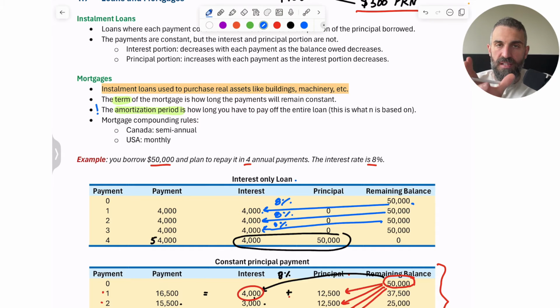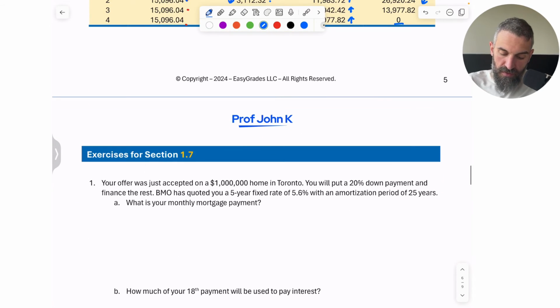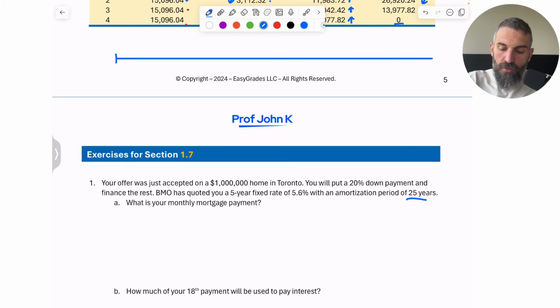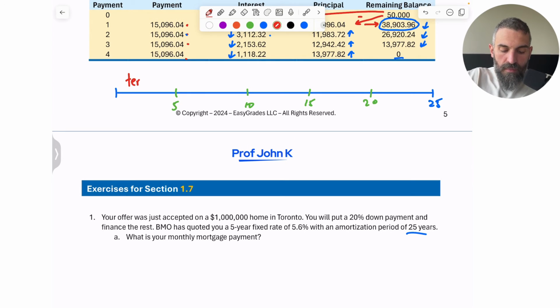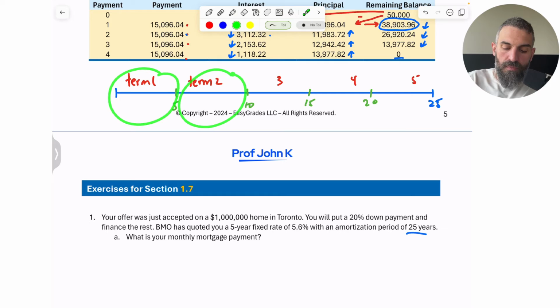So let's say your amortization period ends up being 25 years, right? Like in this one, I think it's 25. Yeah, 25. It looks something like this, right? So you've got 25 years to pay off your debt, but every 5 years, you're getting term number 1, term number 2, 3, 4, and 5. So every 5 years, your payment is going to change. It's just how mortgages work.